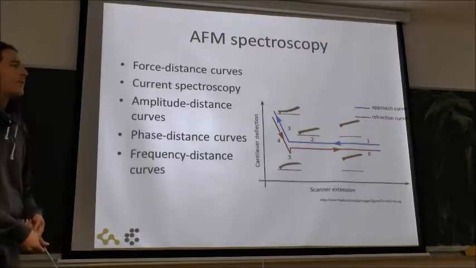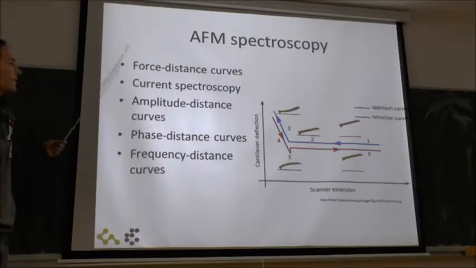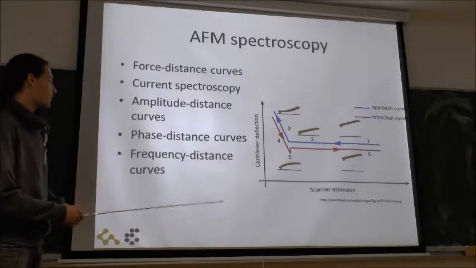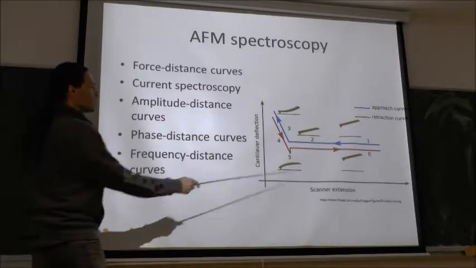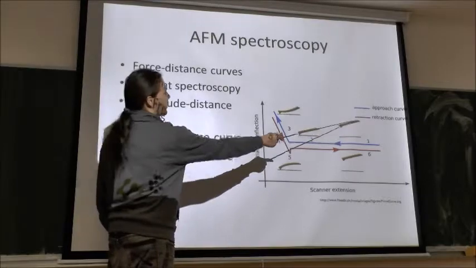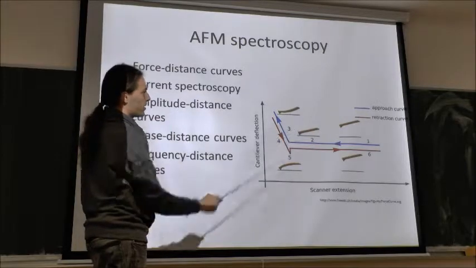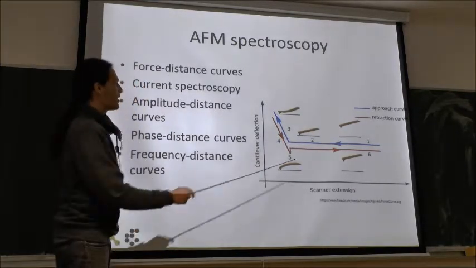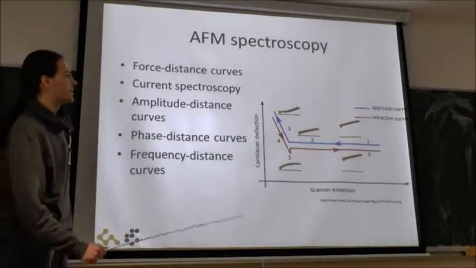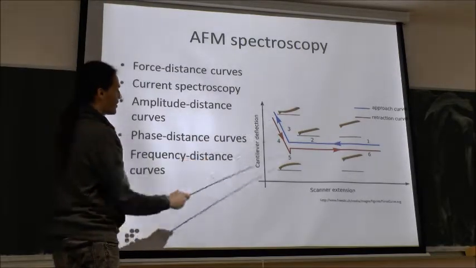What else can we do with the AFM? One thing is AFM spectroscopy, where we measure different quantities like force, current, amplitude, phase, or frequency changes as a function of distance. So here is the plot of how it looks. We have the cantilever and tip far away from the sample. Then we bring it closer, and at the point when we touch, we start approaching more, and we see that the cantilever bends. And when we go backwards, we see a similar behavior.